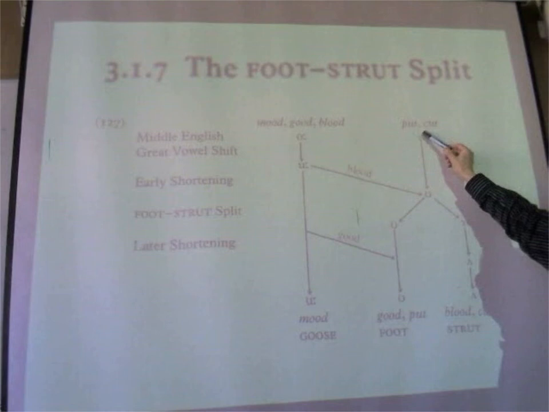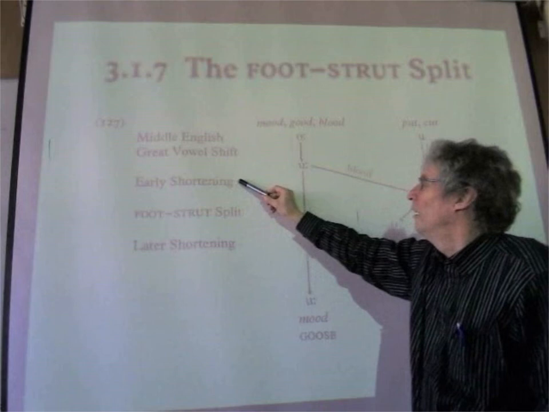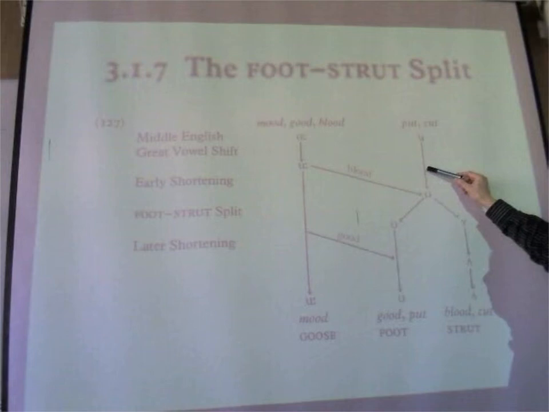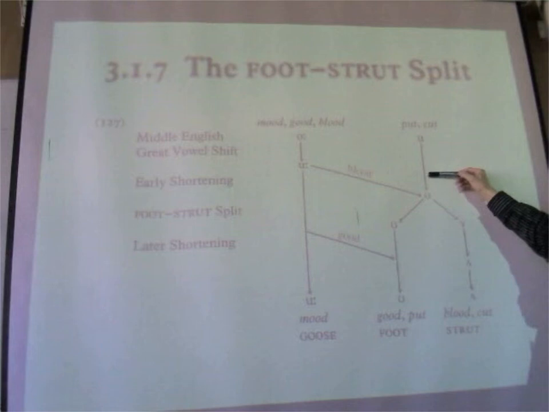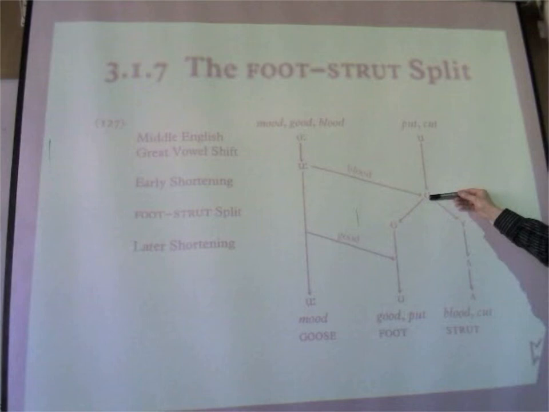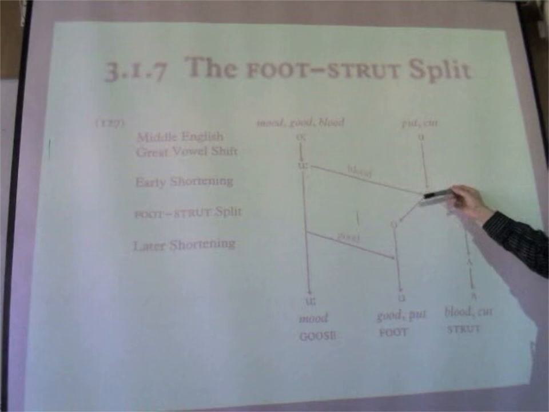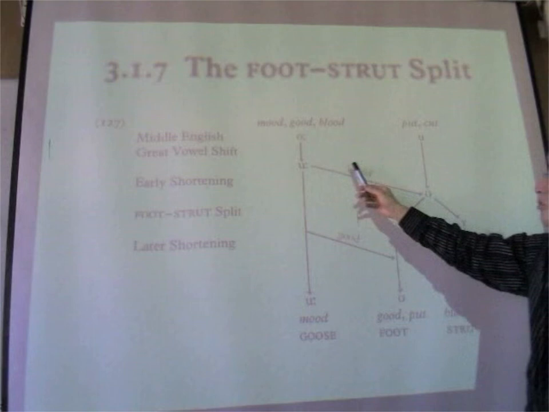But what happens is you get what we call early shortening. These vowels become short, and that's not quite right. It would have been long put and cut, now it comes short put and cut, and then it changes to put and cut, in the early period after the great vowel shift. And what happens there is that some of these words move over before that happens, so blood moves over and becomes blood here.